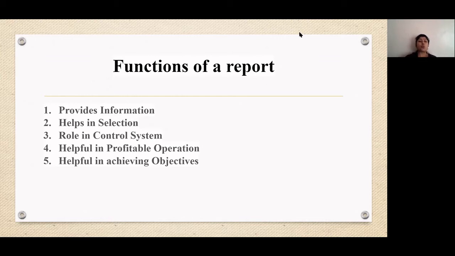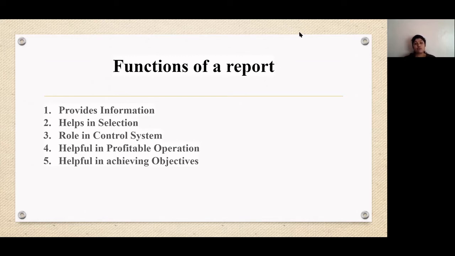Then the third is role in control system. How does it play a role in a control system? Because if you are reporting something, you are analyzing which things went wrong, or what we expected versus the actual. There is a deviation. Deviation means away from that. Whatever we do, we set up the objectives, right? So we have set up the objectives or the guidelines or a benchmark that a particular thing needs to be done.